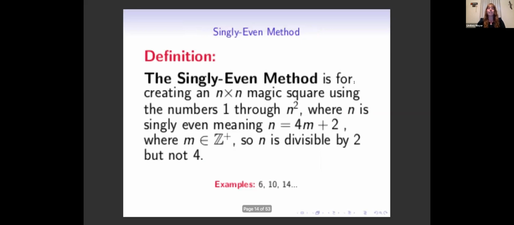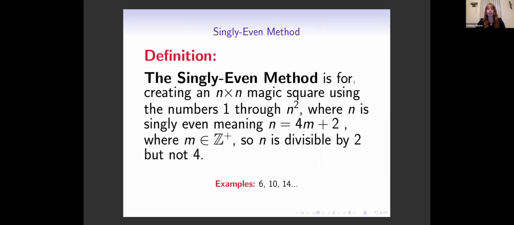Our next method is going to be the singly even method. This is when n is singly even. This means that n is going to equal 4m plus 2, where m is a positive integer. So basically it means n can be divisible by 2, but not 4.